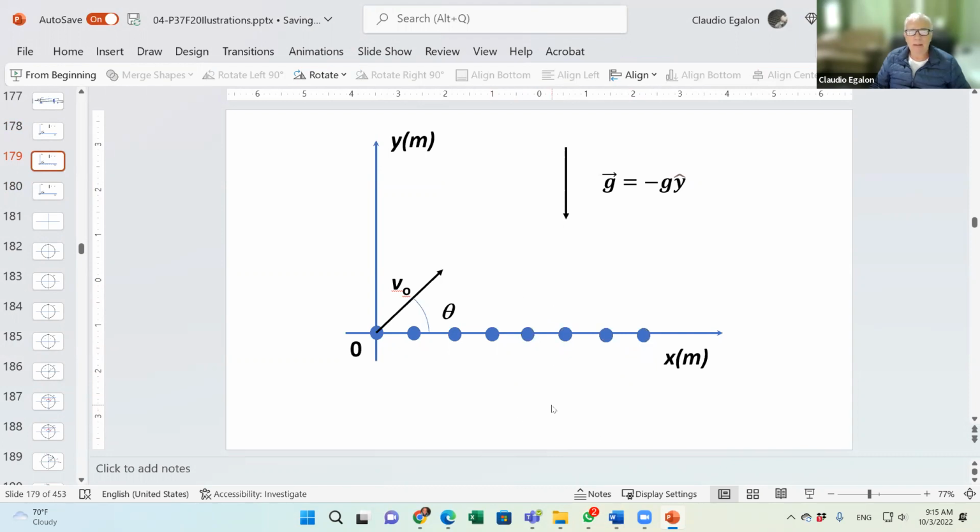Constant velocity along the x-axis and constant acceleration along the y-axis. How would that look? Initially, you are going to have a big displacement in the vertical direction. But as time goes by, the particle decreases its speed, and the spacing between them becomes smaller and smaller, right?